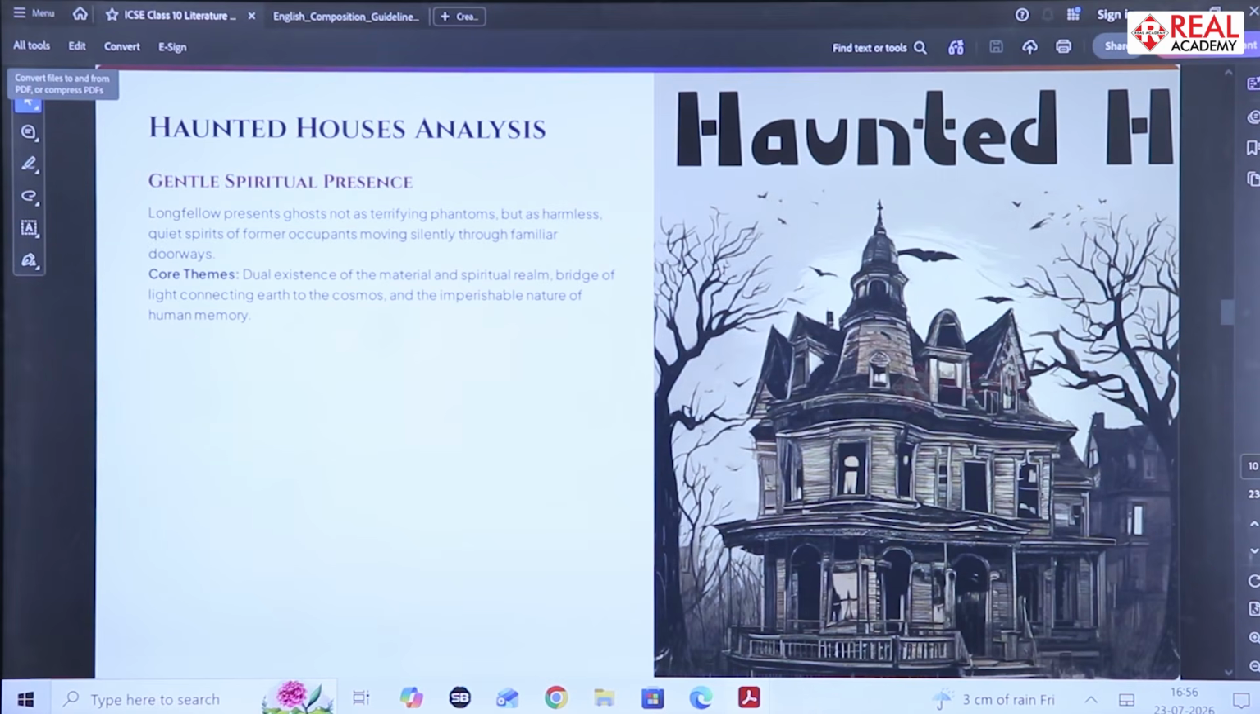The poem further explains that every person carries memories of loved ones who have passed away. Their influence continues even after death through the values, affections, and experiences they have left behind. Thus, the spirit symbolizes not horror but love, memory, and the continuity of human existence.